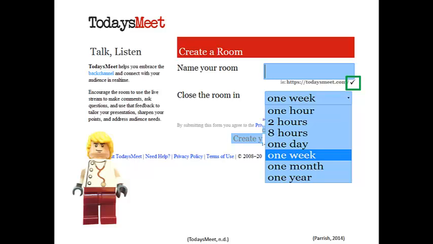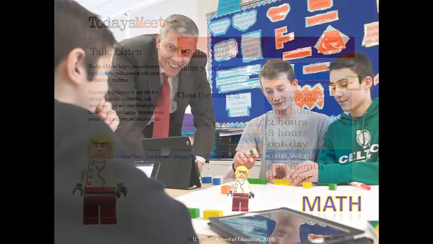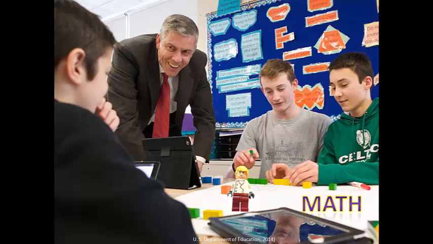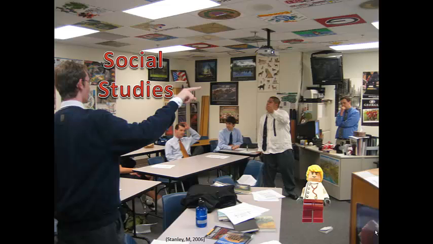Let's look at some ways to use Today's Meet in the classroom more specifically. The Lego man learned that in the math classroom, the teacher could pose questions to check for understanding or as a review game. There would be no argument over who answered first because it would be displayed on the screen. Or students could even work together in partners to collaborate on the answer, and one of them could be responsible for typing the answer. In the social studies classroom, the Lego man learned that students could debate a multitude of different issues such as politics, laws being passed, limitations on government access to our personal information, etc.